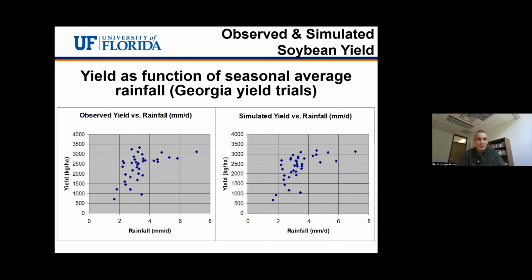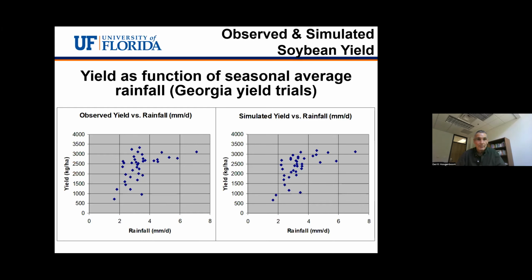And on the y-axis, we see yield. And we can then see carefully, if we look at the response here, in order to grow soybean in the state of Georgia, that we probably need at least between 2.5 or 3 millimeters per day to get a reasonable crop. And if we get rainfall above about 4 millimeters per day, we actually don't see any response in the yield for these variety trials. So on the left, we see purely the response on observed data.